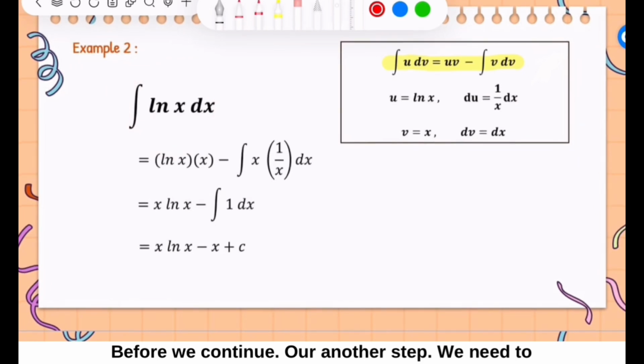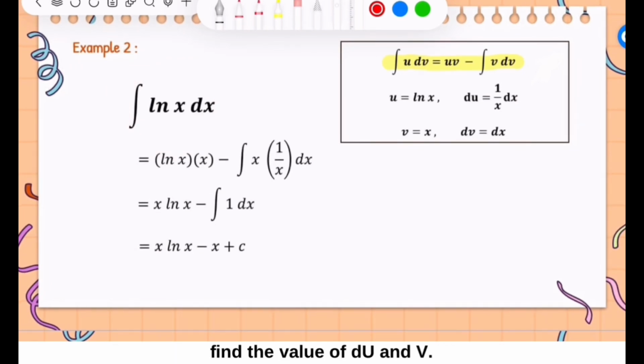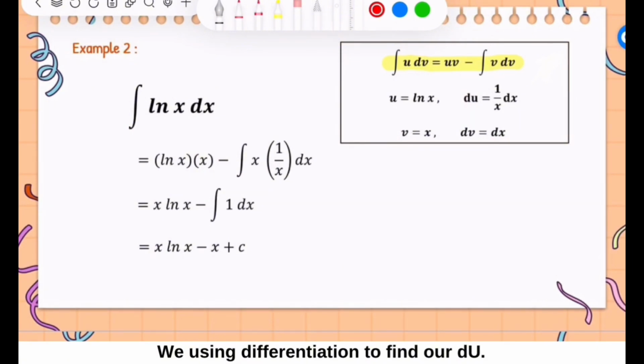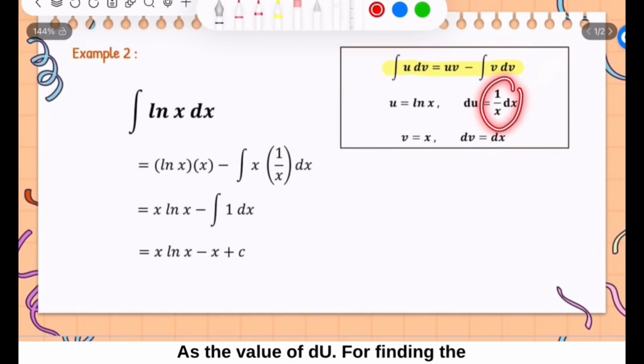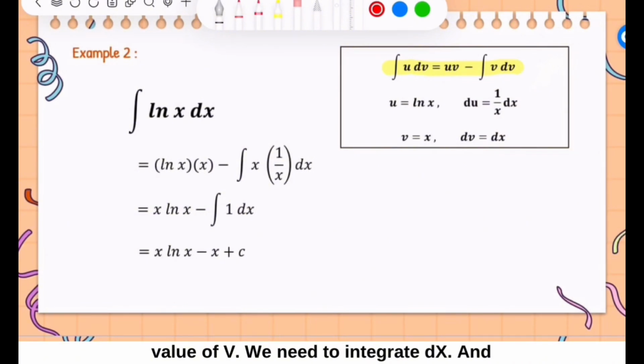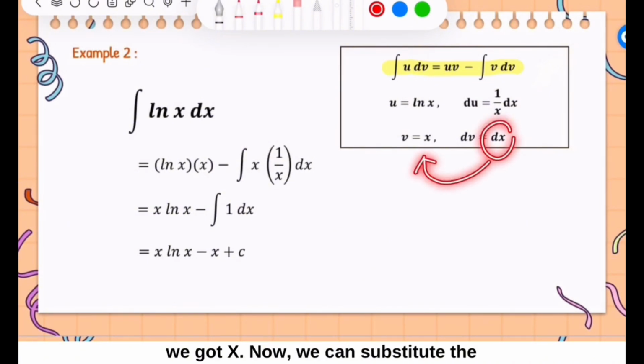Before we continue to the next step, we need to find the values of du and v. We use differentiation to find du, which means we differentiate ln x, and we get 1 over x dx as the value of du. For finding the value of v, we need to integrate dx, and we get x.